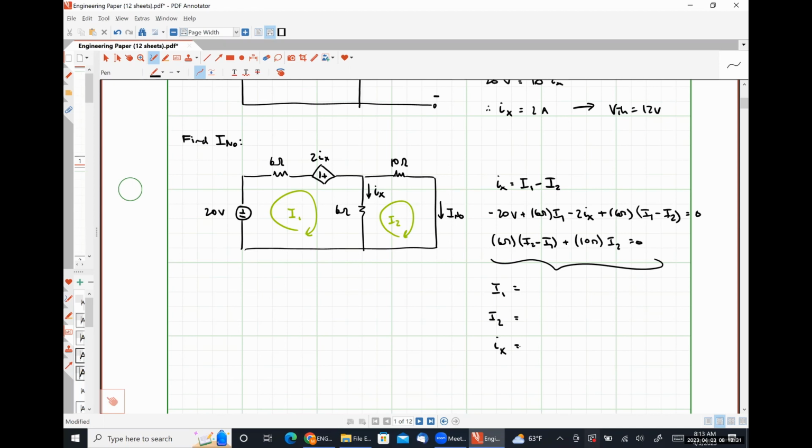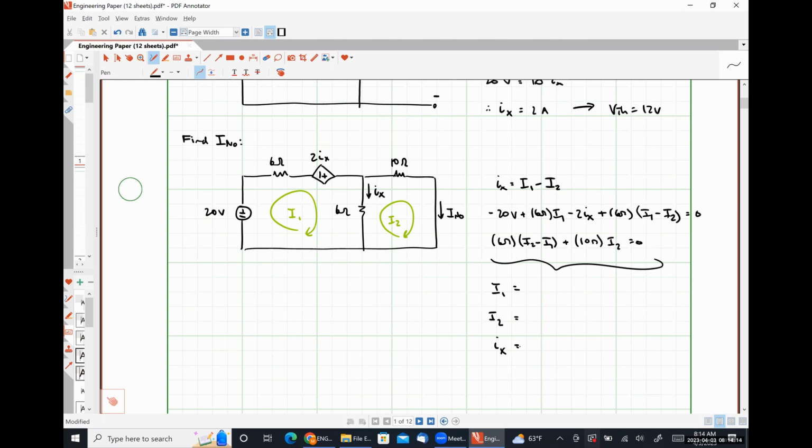So 3x3 system, our coefficient for I1 in our first equation is 1. Our coefficient for I2 in our first equation is -1. Our coefficient for Ix in our first equation is -1, constant term is 0. Then we have 6 plus 6 is 12 I1, -6 I2, -2 Ix, constant term is +20. For our third equation, we have -6 I1, +16 I2, 0 Ix, 0 is our constant term.